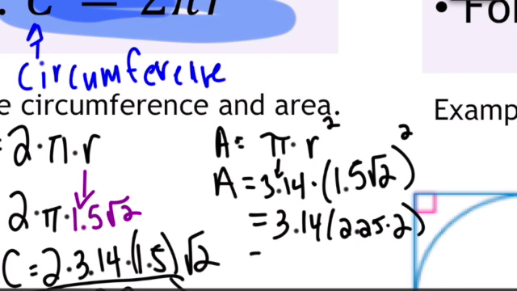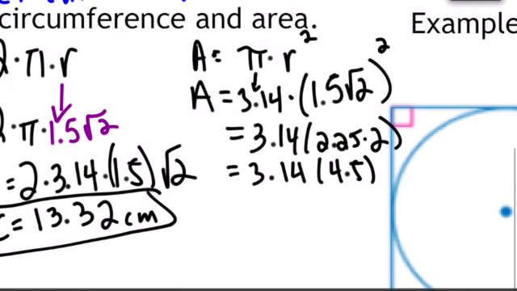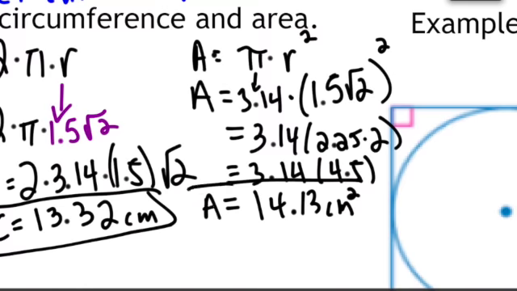So let's continue multiplying this out. So I do 3.14 times 4.5. And by the way, you can just plug this all into your calculator in the first step. I'm using my iPhone calculator, so it's going to take me a little bit longer to do it. And I get 14.13 centimeters squared. All right, that's the area.